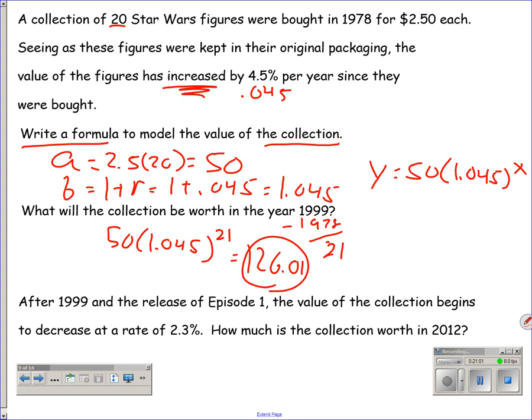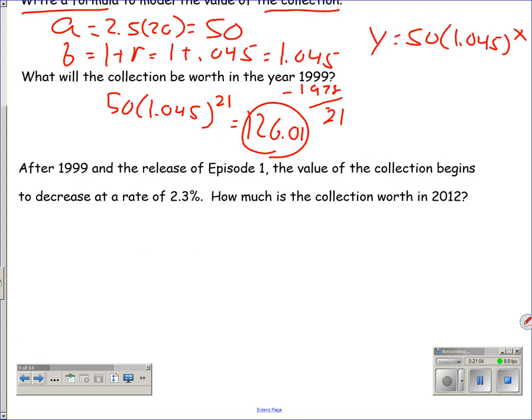What about this next piece of it? It says that after 1999 and the release of episode 1, for whatever reason, the value starts to depreciate, starts to decrease, and now decreases at a rate of 2.3%. Well, I want to know how much the collection is worth in 2012. Can I use the same formula I came with up here? Oh, it's not growth anymore, it's decay. We basically have the equation.